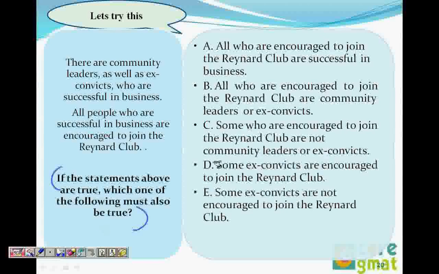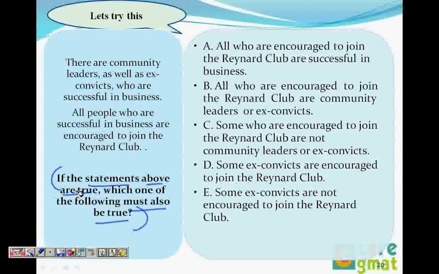So that's the trigger word. Yes. Okay. Must also be true if the statements above are true. Okay, so let's read the question. There are community leaders as well as ex-convicts who are successful in business. Right. All people who are successful in business are encouraged to join the Reynolds Club.